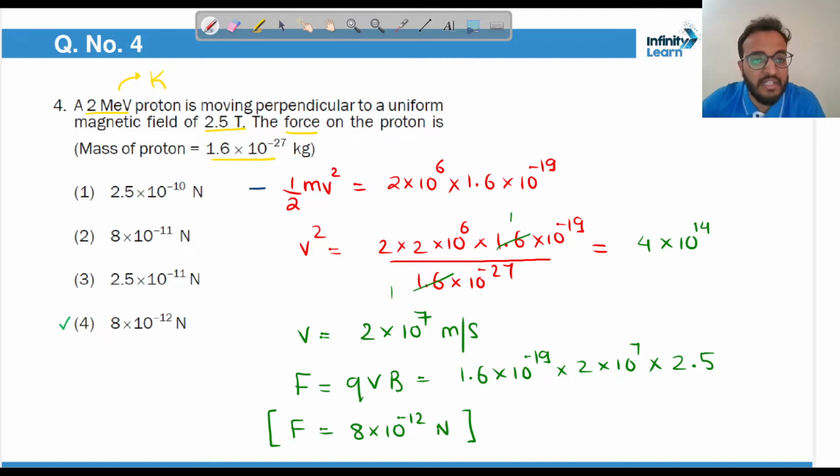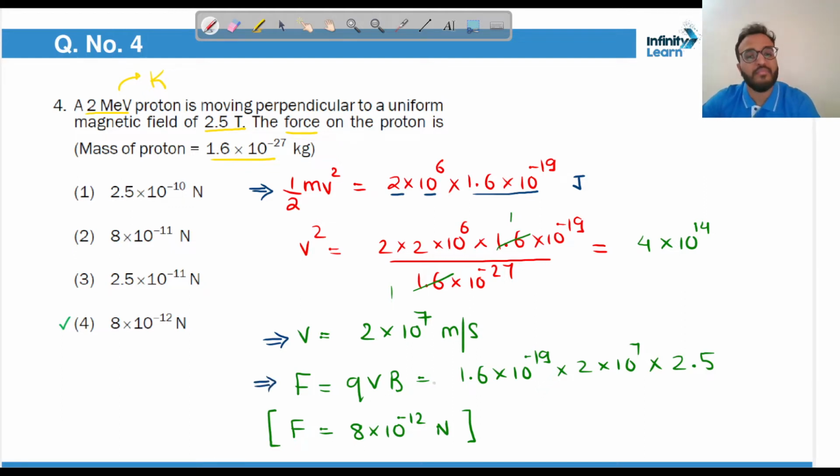See, kinetic energy is half mv square. This is given already: 2 mega electron volts. Mega means 10 to the power 6. Electron volt means 1.6 into 10 to the power minus 19 joules. Now after solving this, put the mass of the proton here, and you find v square to be 4 into 10 to the power 14, and v comes out to be 2 into 10 to the power 7 meter per second.